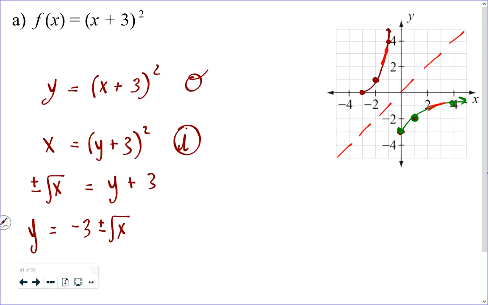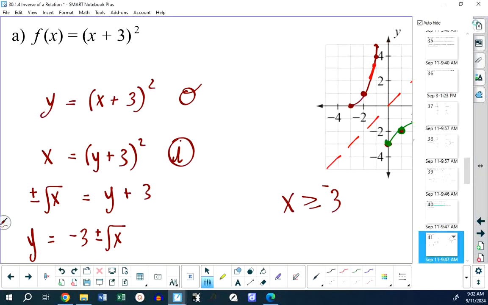I've said I'm only going to graph the original function from x equals negative 3 to infinity. I'm saying I'm going to use x is greater than or equal to negative 3. Capiche?